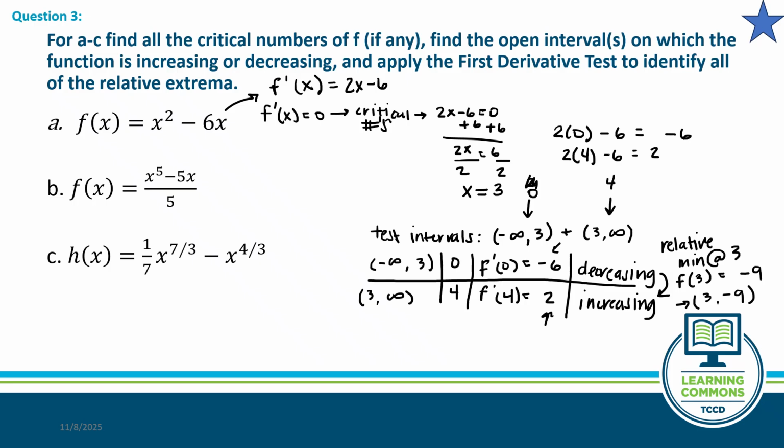If I go the opposite way and it starts out increasing and goes to decreasing, it's a relative maximum. And I'll do the same thing for the next two. Okay, so I'm going to go ahead and erase these, and then we'll continue.